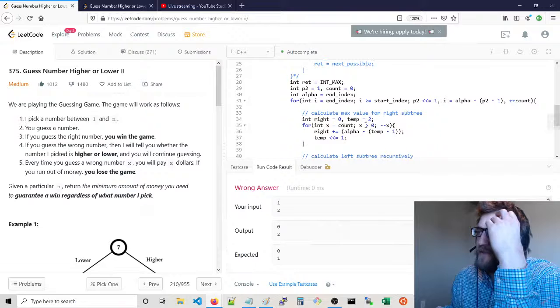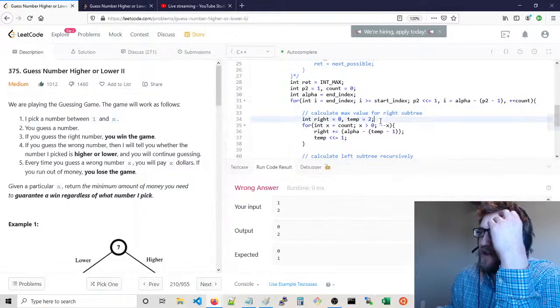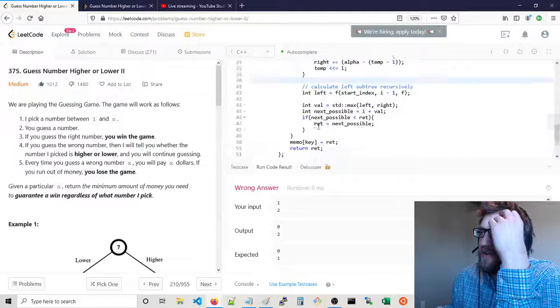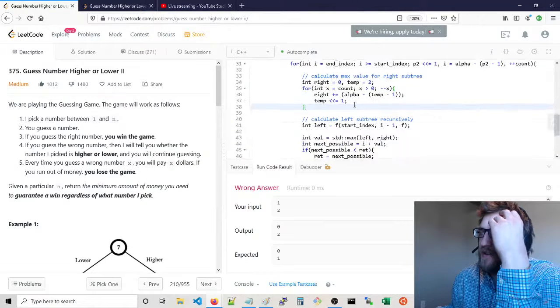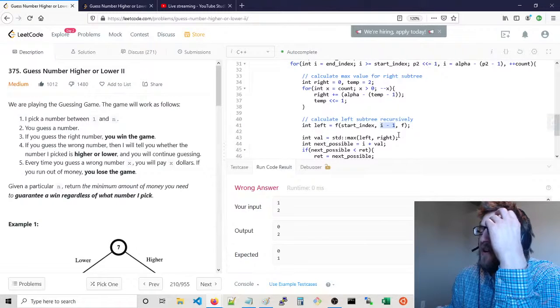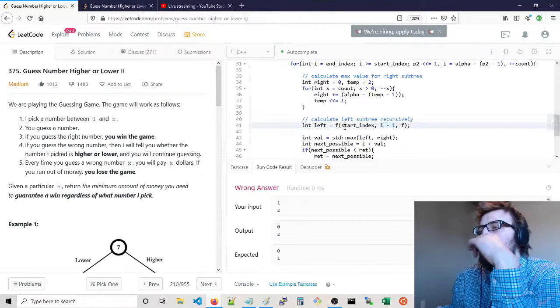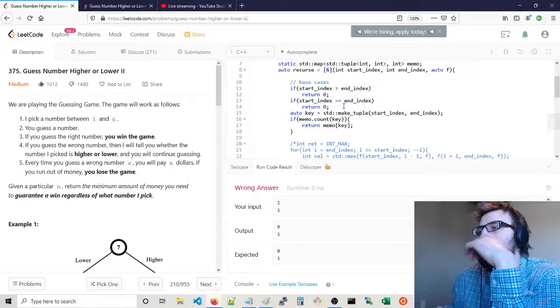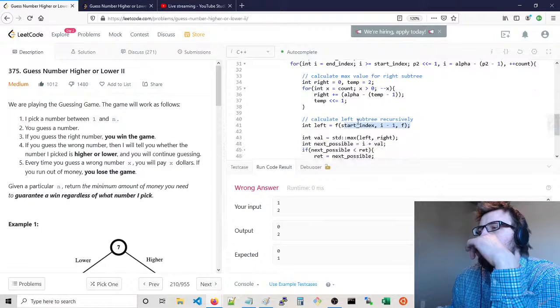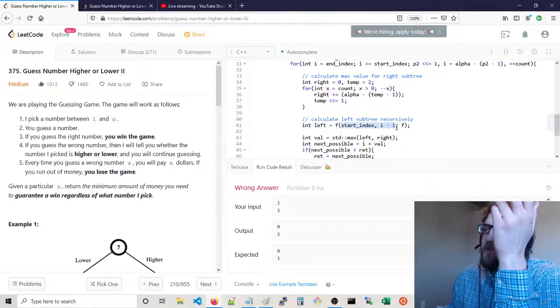Now, this value should be the count is 0, right is just 0, which is true, right? The right side is just 0. And the left side, start index of, oh, that's interesting. No, see, that's not true. No, that's fine. This should be 0. This should return 0, right?